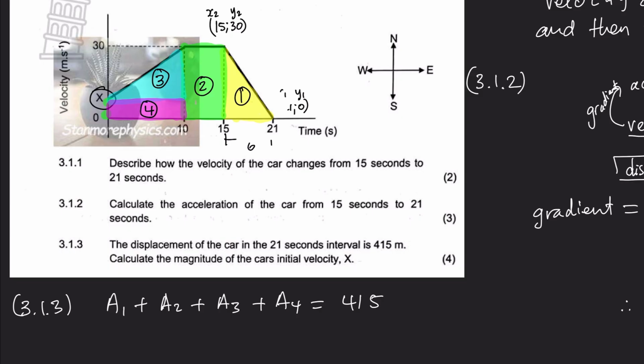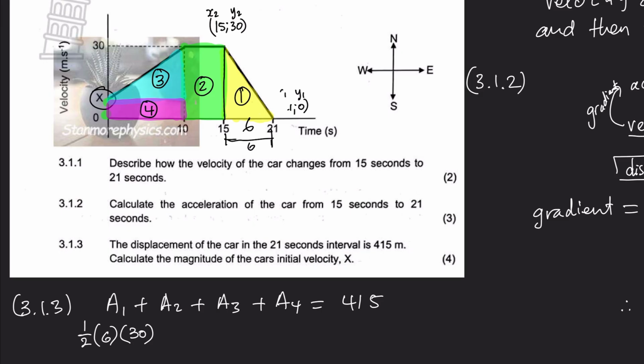Now area of 1, that's a triangle, so that's half base times height. So half, the base is not 21. You have to consider now that it's from 15 to 21, so the base is actually 6. So it's going to be half of 6 multiplied by the height. The height is 30. This is the height.